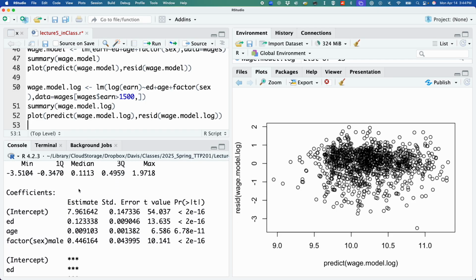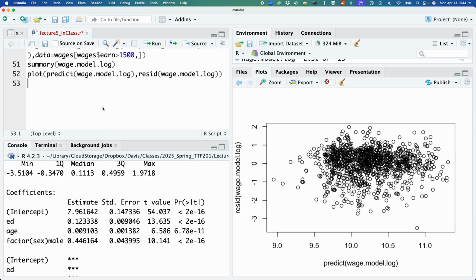And these are the new values, right? Every year of education, 12% increase in wages, almost a 1% increase per year of age, and then now by removing a lot of that stuff, we're actually saying males make 45% more than females. Okay? Any questions about that? Okay.